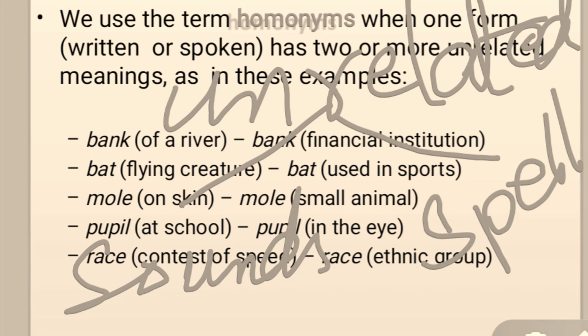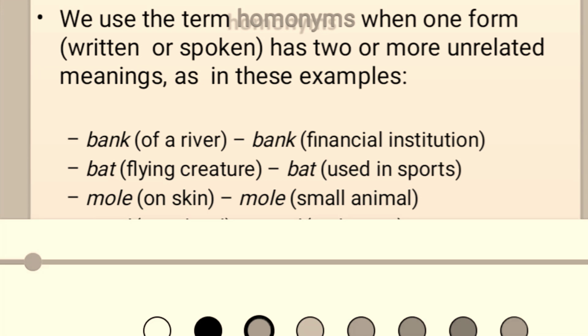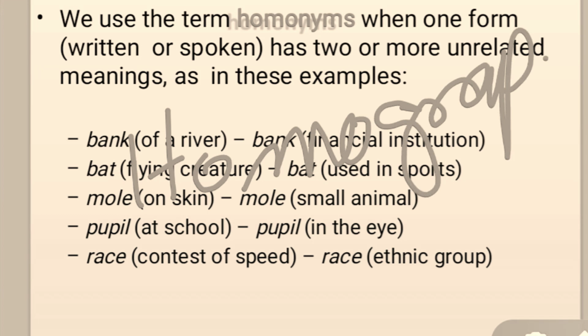For example, we use the term homonymy when one form has two or more unrelated senses. If in written form words have the same spelling, that would be called a homograph. Homo means same, graph means form, spelling. It refers to words having the same spelling but different sounds.